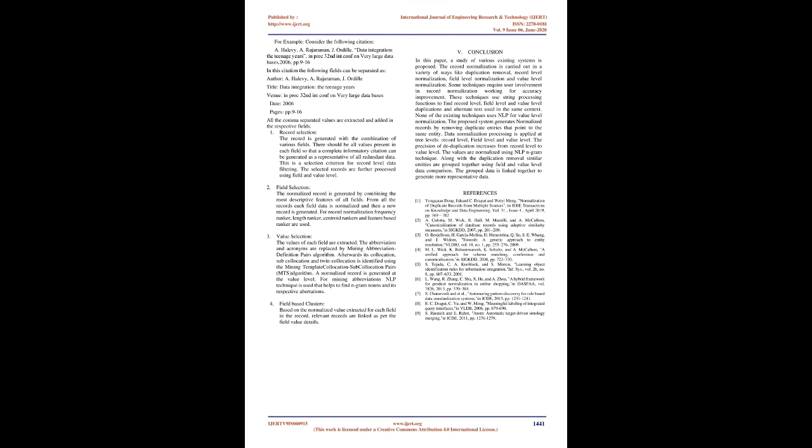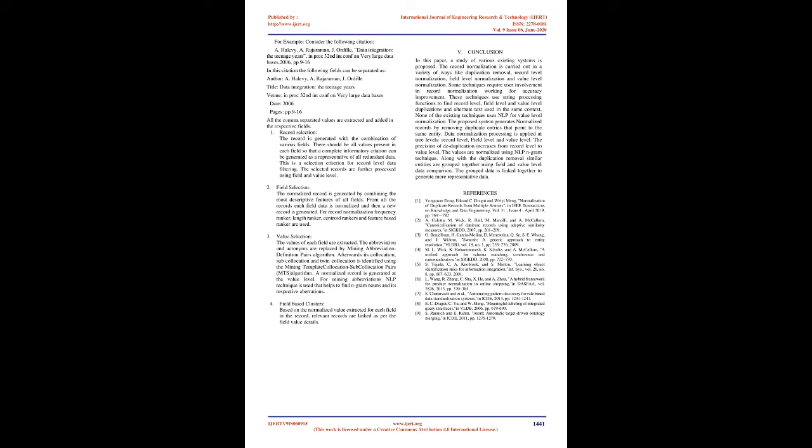1. Record selection. The record is generated with the combination of various fields. There should be all values present in each field so that a complete informative citation can be generated as a representative of all redundant data. This is a selection criterion for record-level data filtering. The selected records are further processed using field and value level.